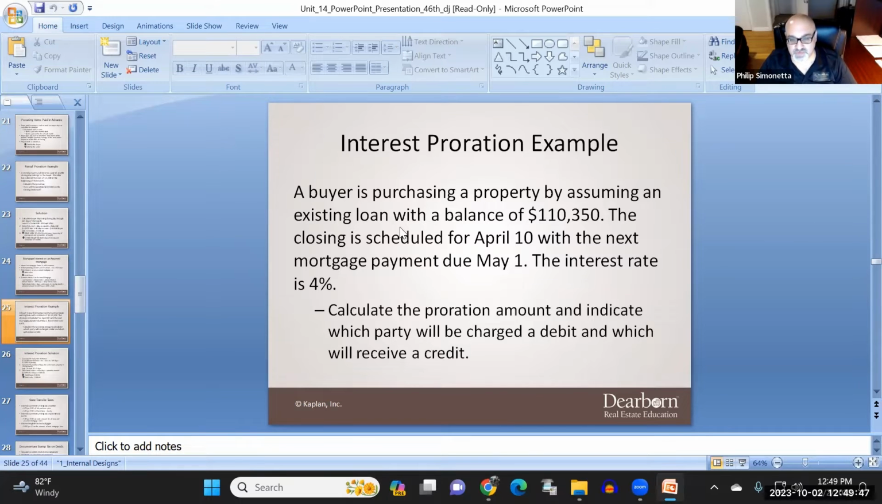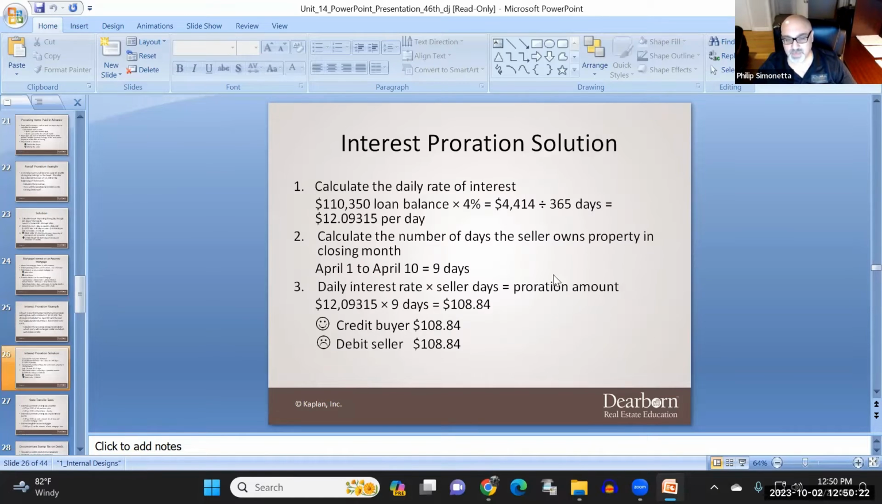A buyer is purchasing a property by assuming an existing loan with a balance of $110,350. The closing is scheduled for April 10th, with the next mortgage payment due May 1st. The interest rate is 4%. So the first thing you have to do is find out what the interest is, right? Calculate the proration amount and indicate which party will be charged a debit and which will receive a credit. We already know the debit's the seller, credit's the buyer. So what you have to do is calculate the daily interest rate.